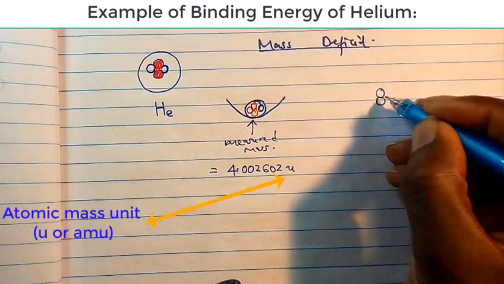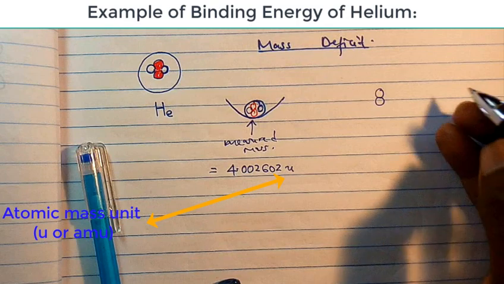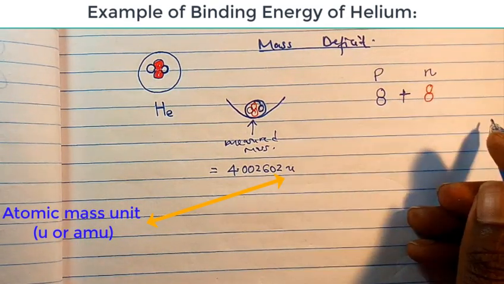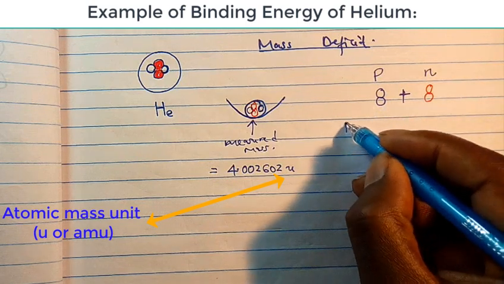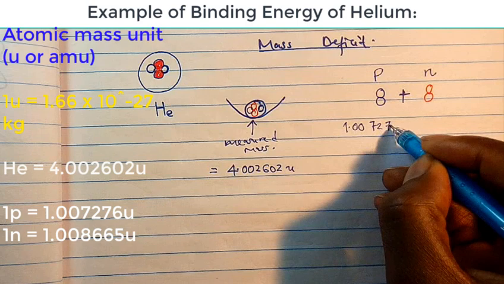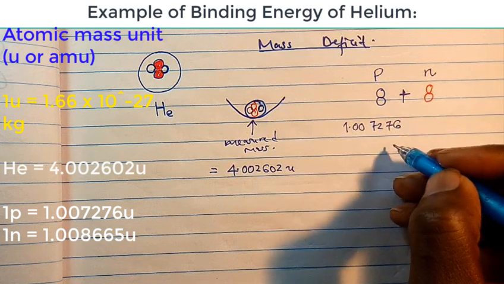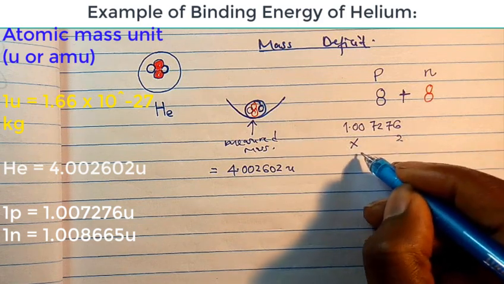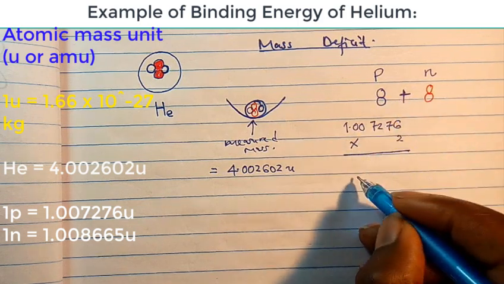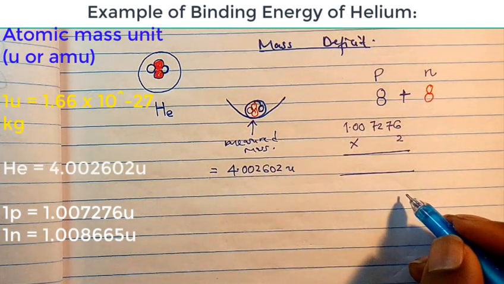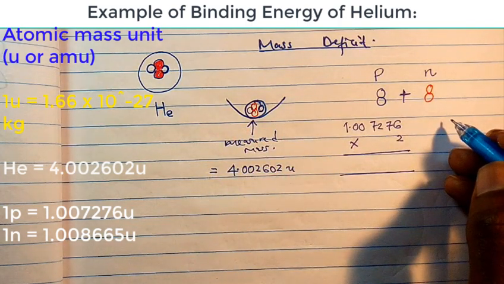Okay, now on the other side we get the 2 nucleons, that is the 2 protons, and we get the 2 neutrons together, and we add them. One proton weighs 1.007276, that is the mass of one proton. But there are 2 of them, so we multiply by 2 and we get the total mass of the protons in the nucleus of the helium atom.